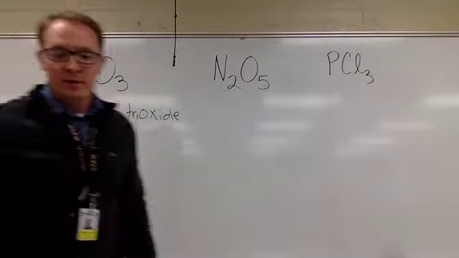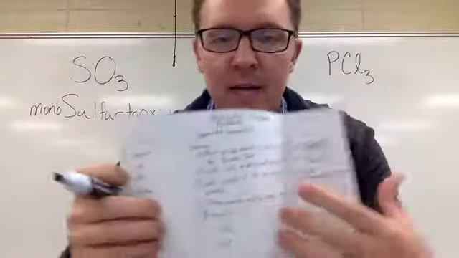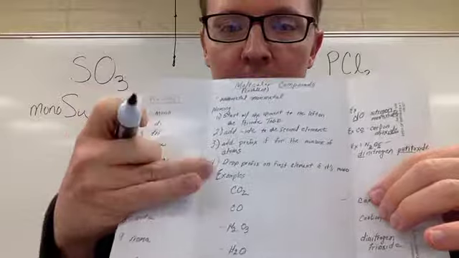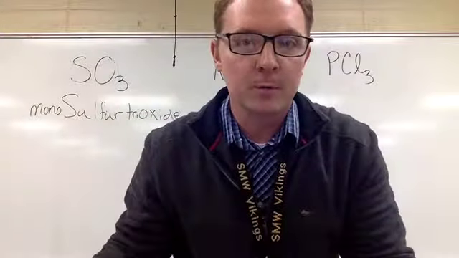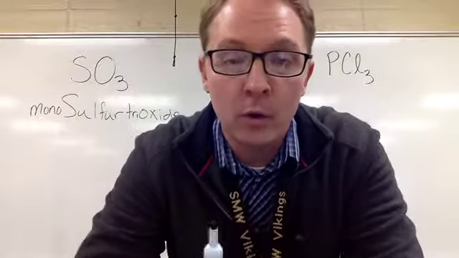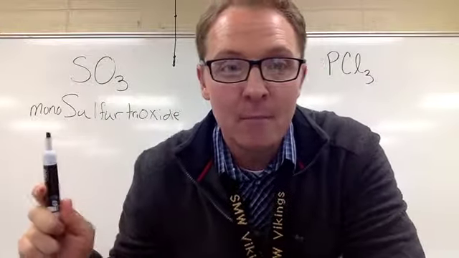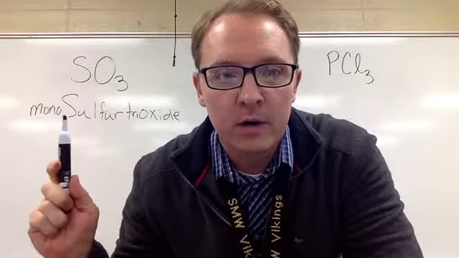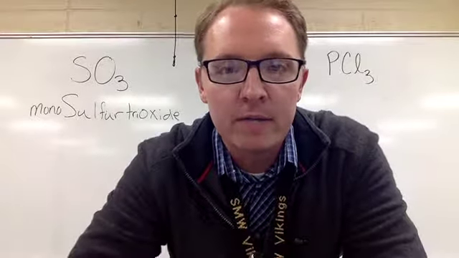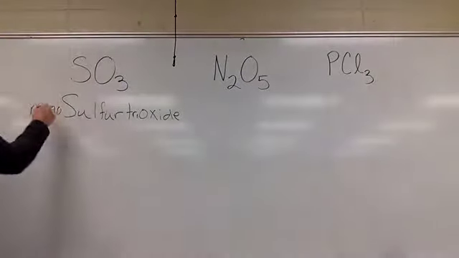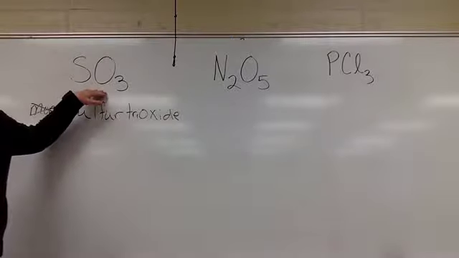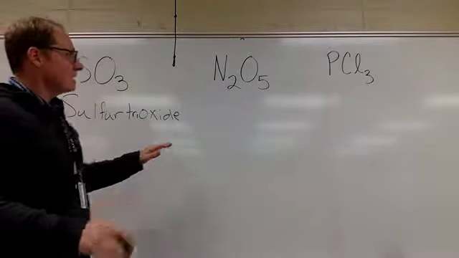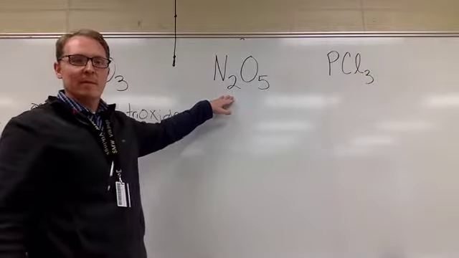right there. The reason I say playing dumb is in the naming booklet, rule number 4 down here says drop the prefix on the first element if it's mono. Only on the first element and only if it's mono. So it's not really monosulfur. We're going to cross out that mono as if it were never there to begin with. Okay? Gone. So the name for this is sulfur trioxide. Okay? Same set of rules, but we're going to try a different compound here.